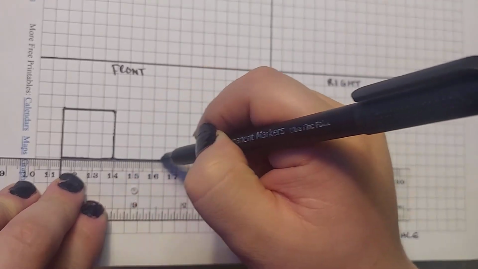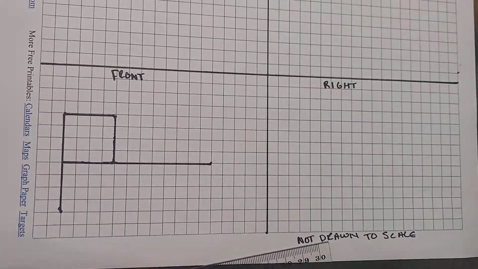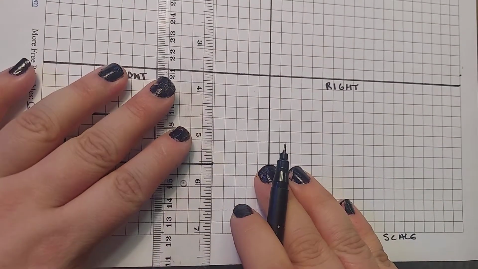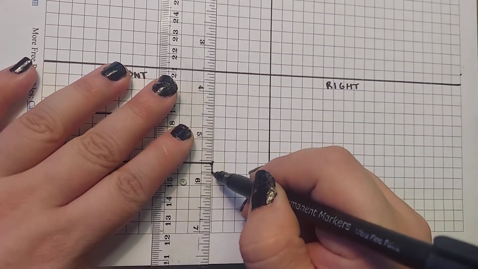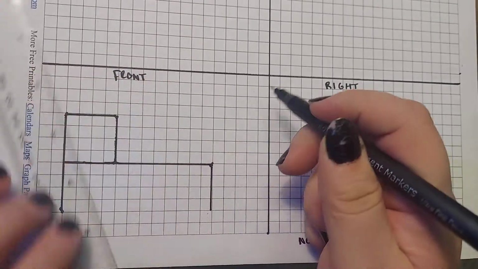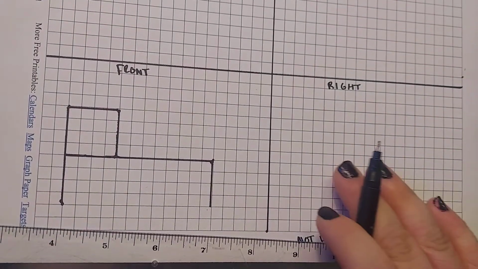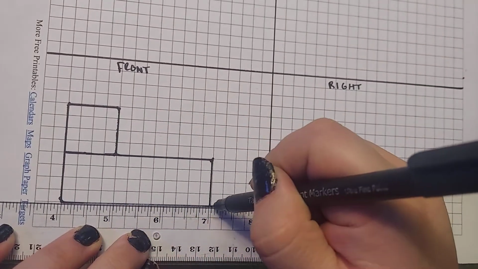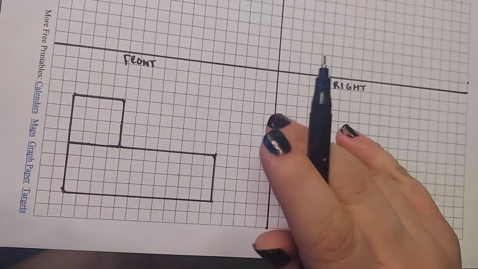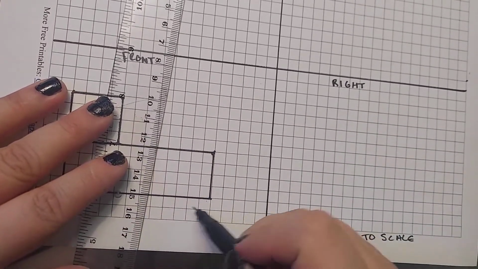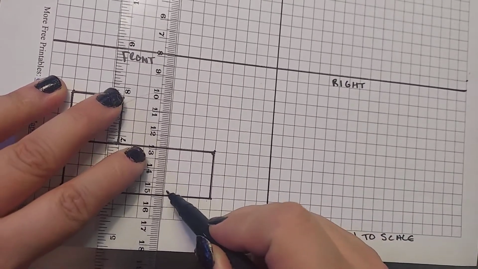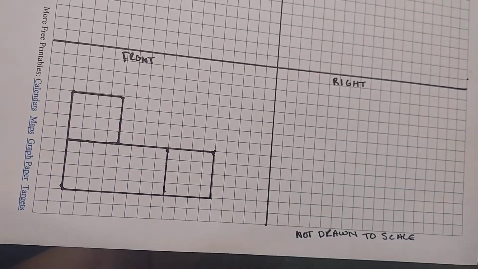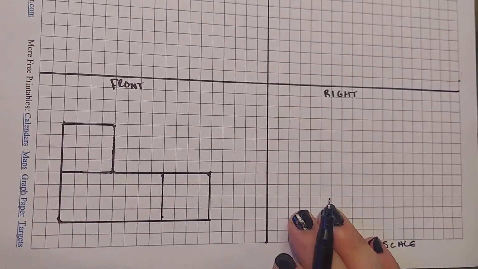Okay. Just like this. Draw another line down. That's 4. And you're going to connect these 2 lines here. Then we have one more line to draw, which is 4 in. And it's just to divide this off as a space. There we go. And this is the front view of that object.